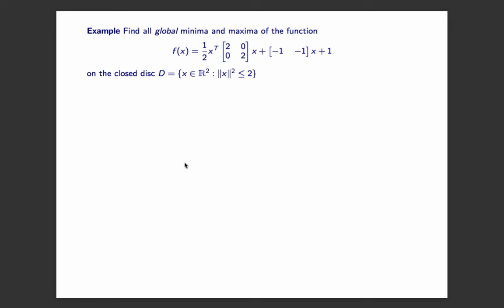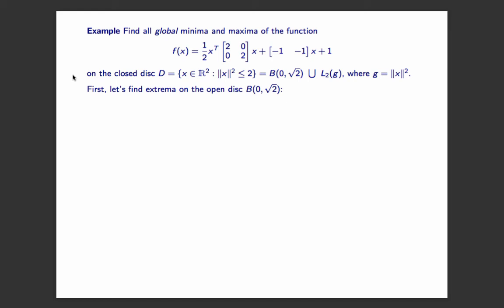So let's work out an example. Let's find all global minima and maxima of this quadratic function on the closed disk. Notice that the way we've defined it, this is the closed disk with radius square root of 2. Now, we know how to tackle finding minima and maxima when F is defined on an open set, but here we have it as a closed set. So we're going to split this closed disk D into its open part, the open disk or the open ball of radius square root of 2, and the boundary. What's the boundary? Well, it's the 2 level set of G if G is the norm of X squared. It's where I have equality in this definition here.